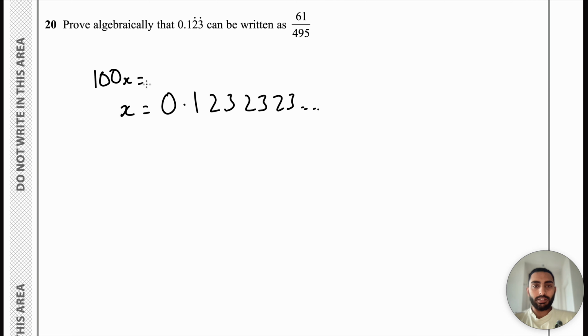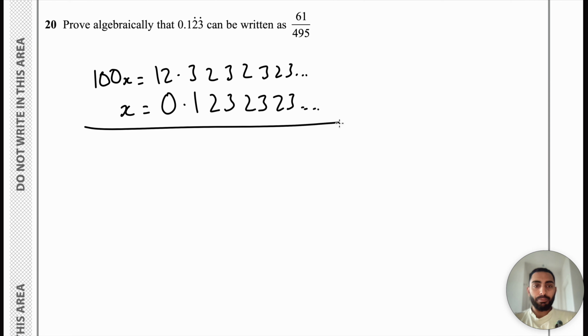So 100x is equal to, I'm moving this 2 places to the right, so I've got 12 here, and then I've got 3, 2, 3, 2, 3, 2, 3, and you can see the 2's and the 3's are matching up. If they don't match up, that means you've done something wrong. Just draw a line here, and I'm going to take away x from 100x. 100x take away x is 99x.